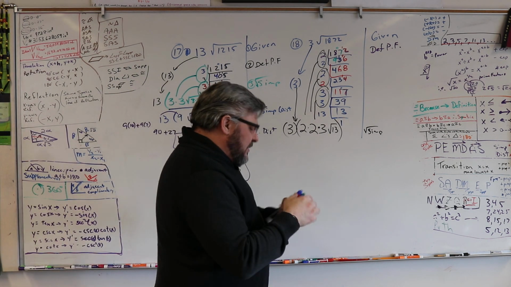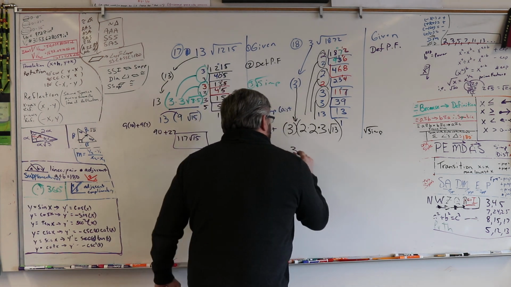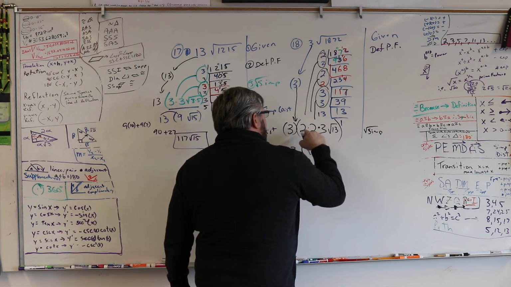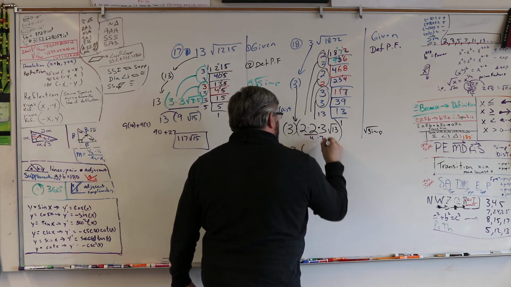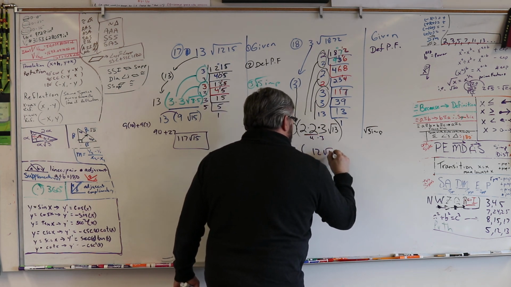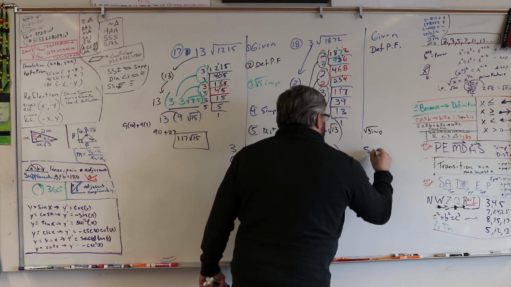All right, now we're going to put these together, right? So let's go with purple. And we got 3 times the quantity of, what's 2 times 2? 4. And 4 times 3. 12. So we got 12 square roots of 13. And that is just simplifying.